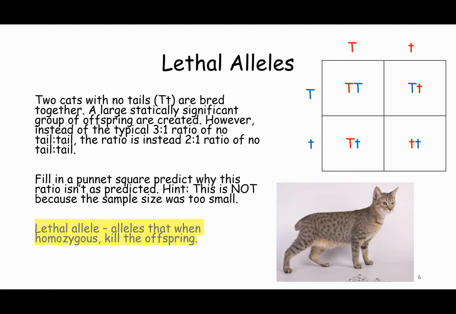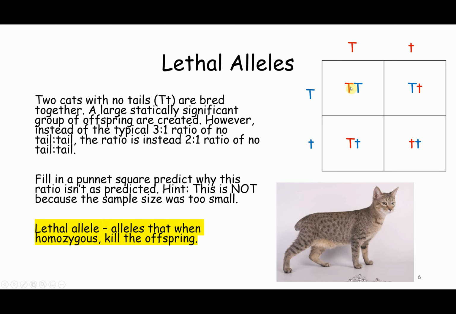And the reason why we're missing a fourth of our cats is not to do with the fact the sample size is too small. It's the fact that there's a lethal allele that's killing the offspring. So this homozygous dominant trait, when you get two of these big T's, instead of that producing a cat with no tail, it just kills the cat instead.